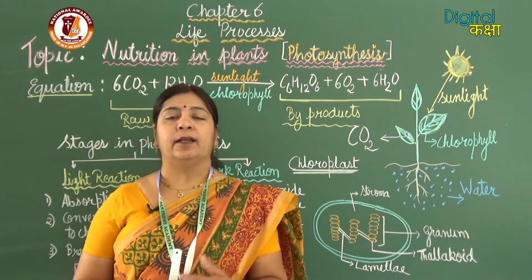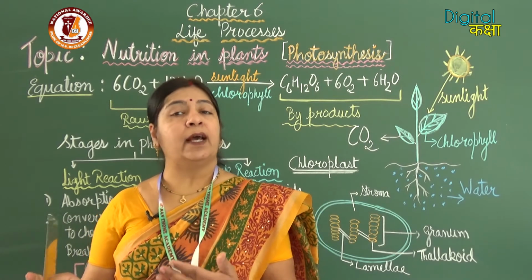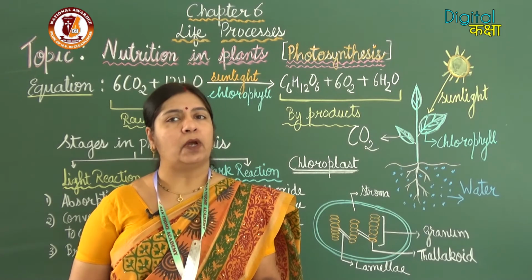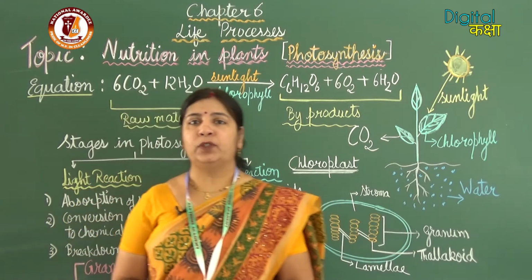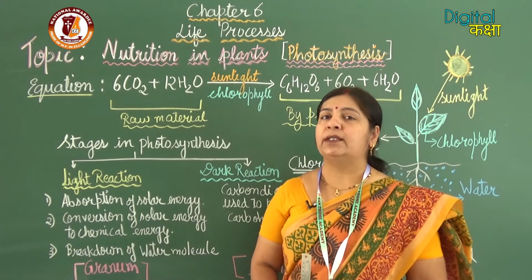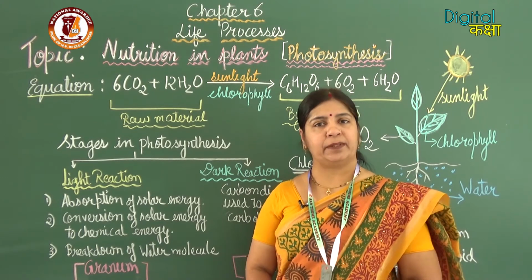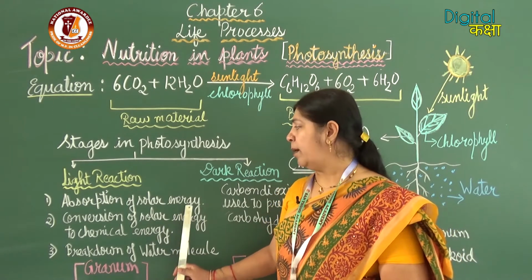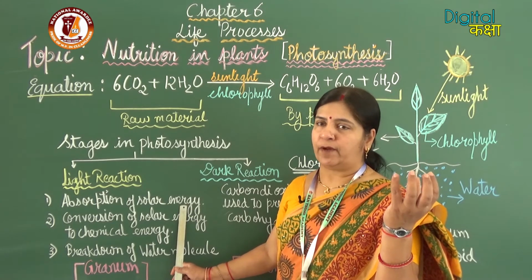So basically we can divide these steps into two categories. First, where sunlight is needed or necessary, and second, where sunlight is not needed. The first step is the absorption of solar energy. As you all know, the sun is the main source of energy and chlorophyll helps to trap sunlight. So the first step is absorption of solar energy by chlorophyll.